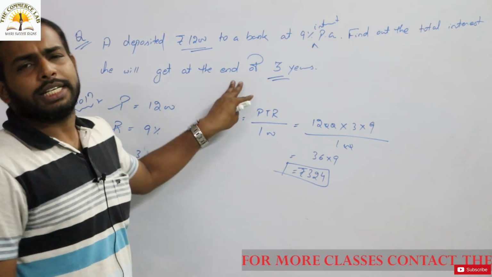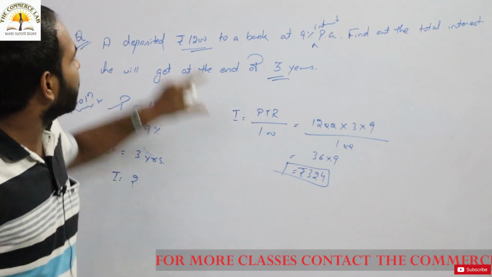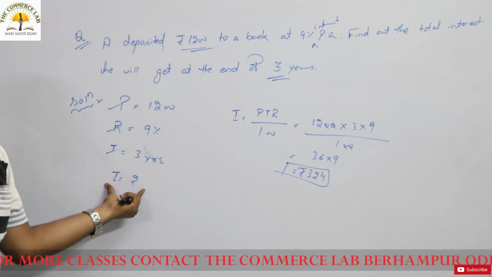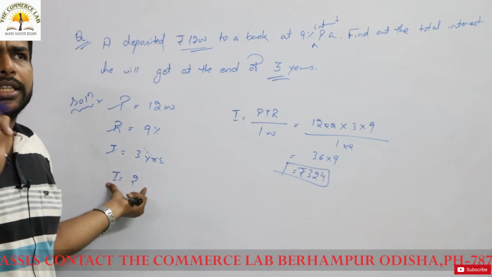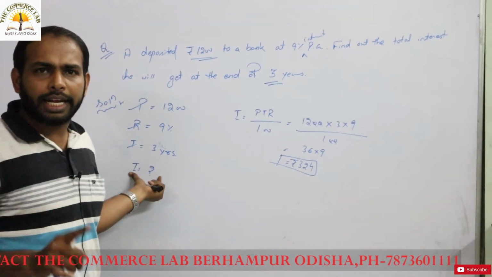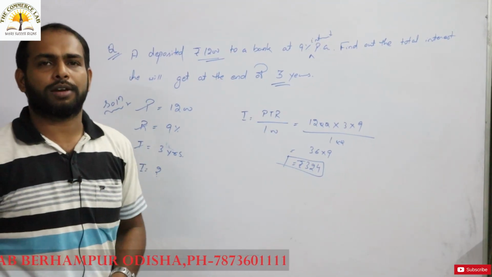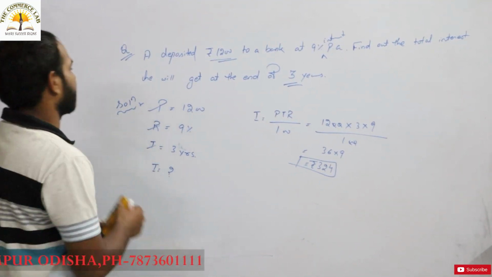So in simple interest, you just have to write down what data is given, then what you have to find out. Within the two formulas, I equal to PTR by 100 and A equal to P plus I, all the questions will be solved. Let's go for the second question.